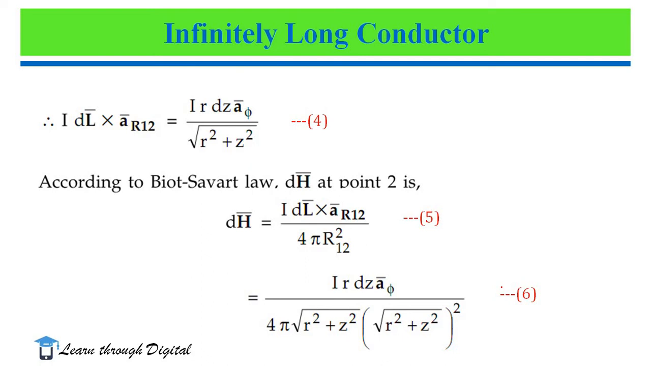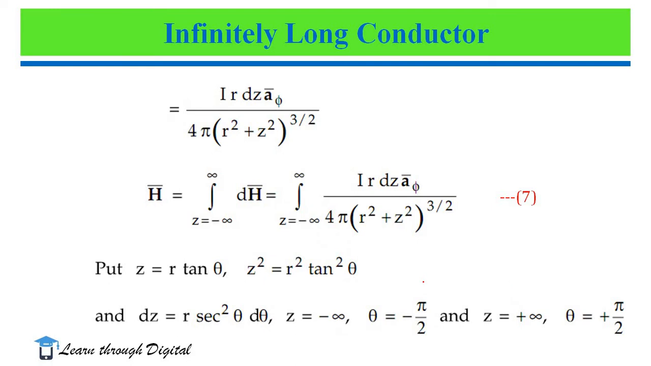So according to Biot-Savart law, we are going to find the cross product of I dl vector cross ar vector. It is nothing but I r dz a phi by root of r square plus z square. Now we substitute I dl vector cross ar vector by 4 pi r square. So now it is simplified as I r dz a phi vector by 4 pi (r square plus z square) power 3 by 2. So this is dH vector.